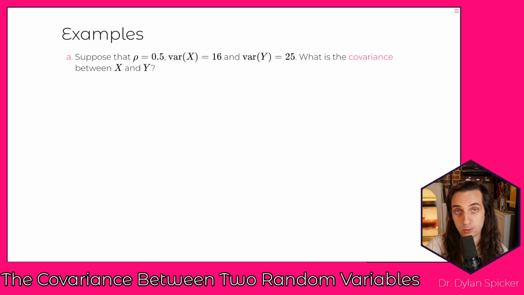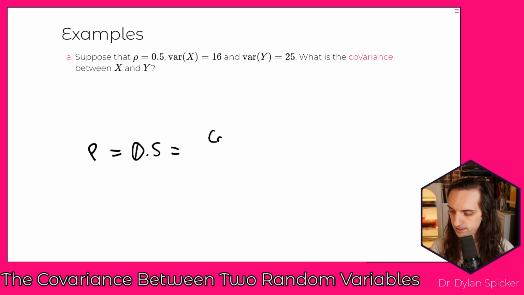Suppose that rho is 0.5, so our correlation is 0.5. The variance of x is 16, and the variance of y is 25. What is the covariance between x and y? Okay, and so in this case, right, we are trying to actually back solve for our covariance here. We know that the correlation is 0.5, which we also know is given to us by the covariance divided by our standard deviations.